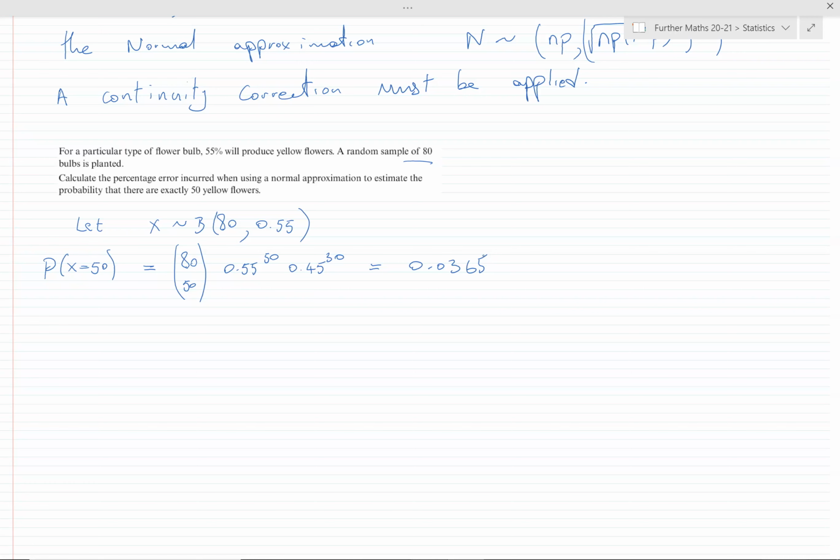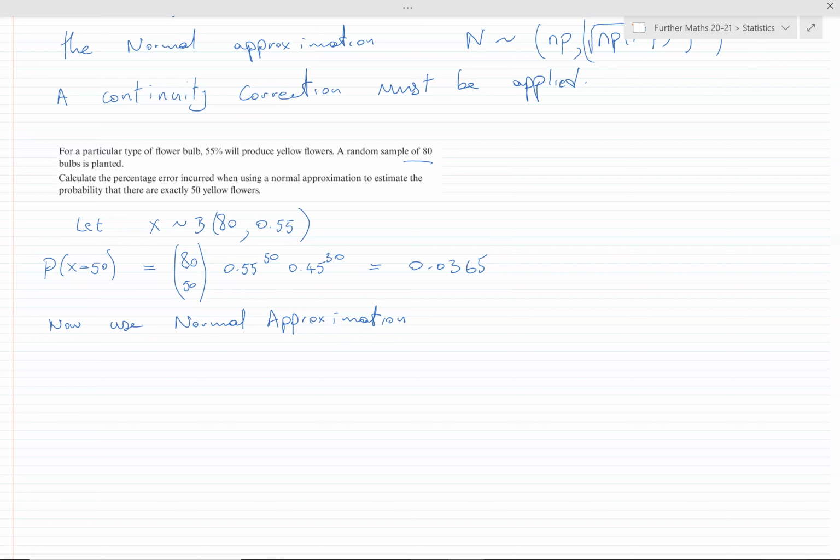So now we're going to use normal approximation, because it's reasonable, because n is really large, p is close to 0.55. If you multiply the two together, you get something over 40. So it's definitely going to pass our criteria for normal approximation to be used.